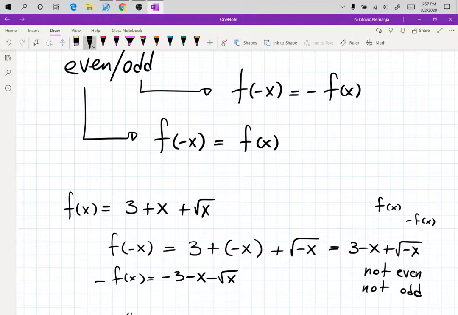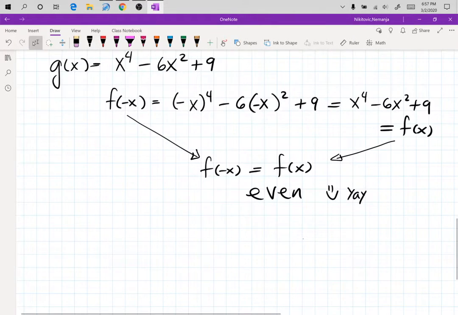So it's because the negative is inside the square root? Yes, and we can't deal with that. So that's even and odd.